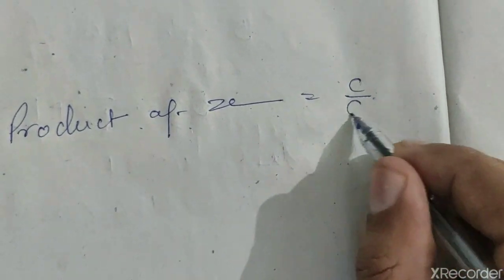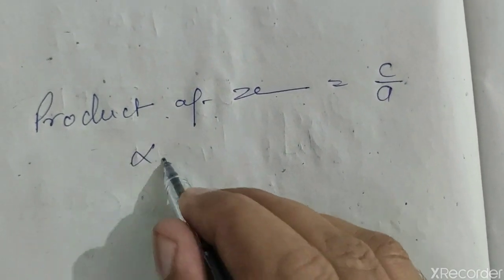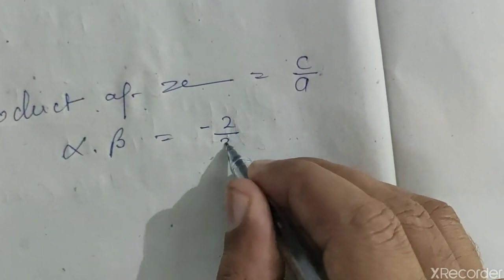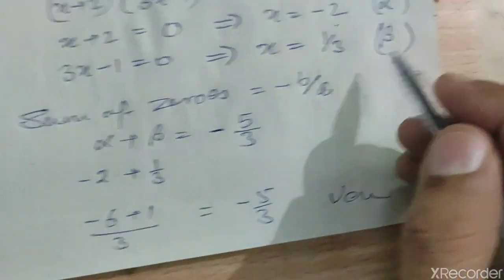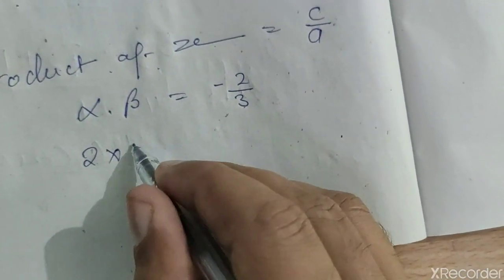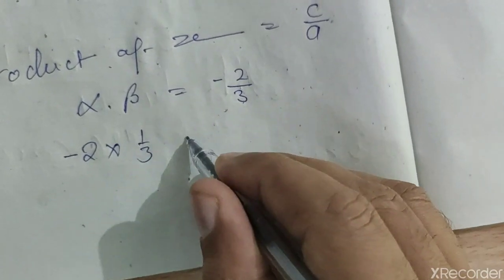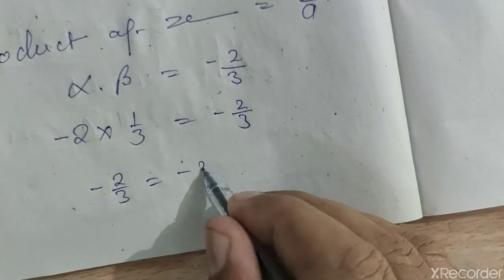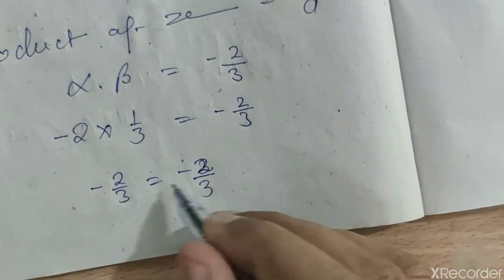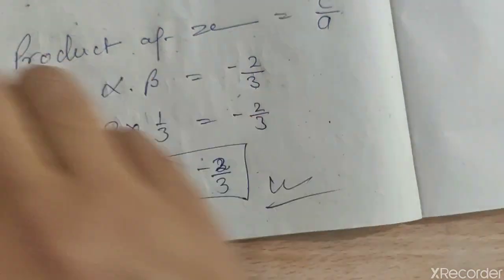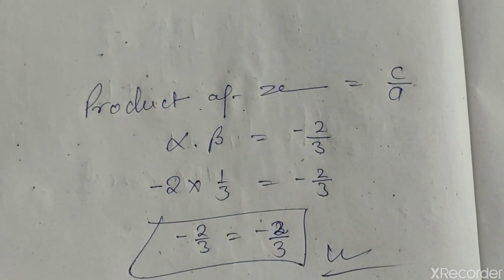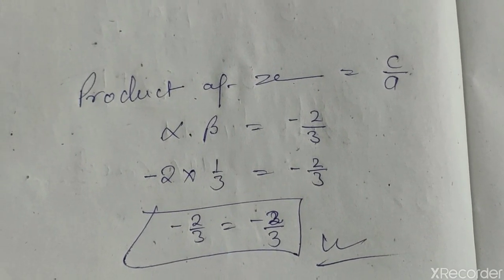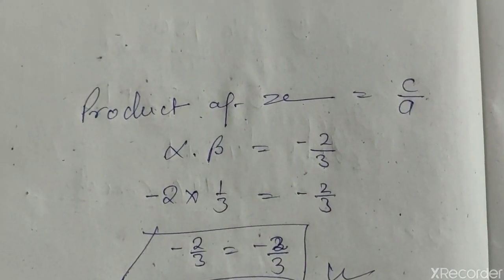Now for the product we are going. Product of zeros is c upon a. Product of zeros is alpha into beta. The value of c is minus 2 and a is 3, so minus 2 by 3. Alpha is minus 2, beta is 1 by 3, so it will be minus 2 by 3. So both are equal. This is giving us the verification. Hence it is verified that the relationship between coefficients and zeros holds under this process.